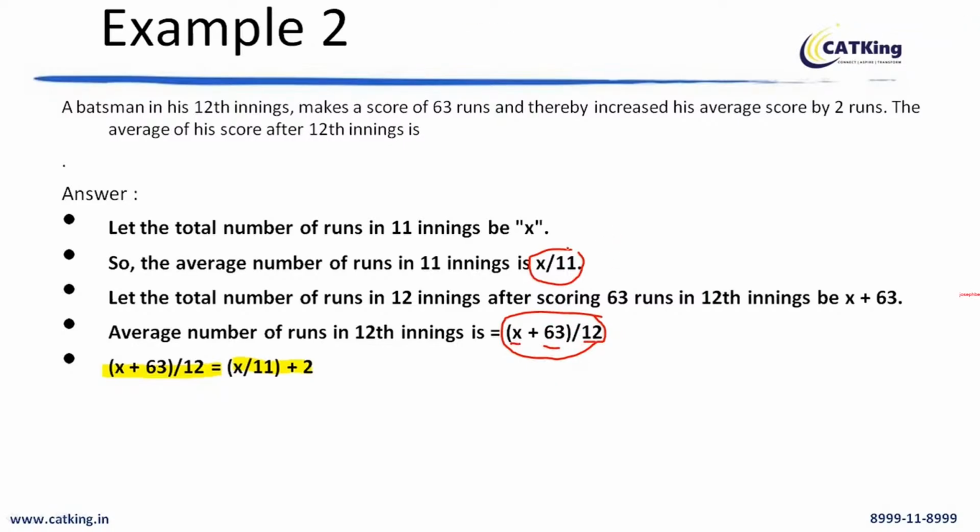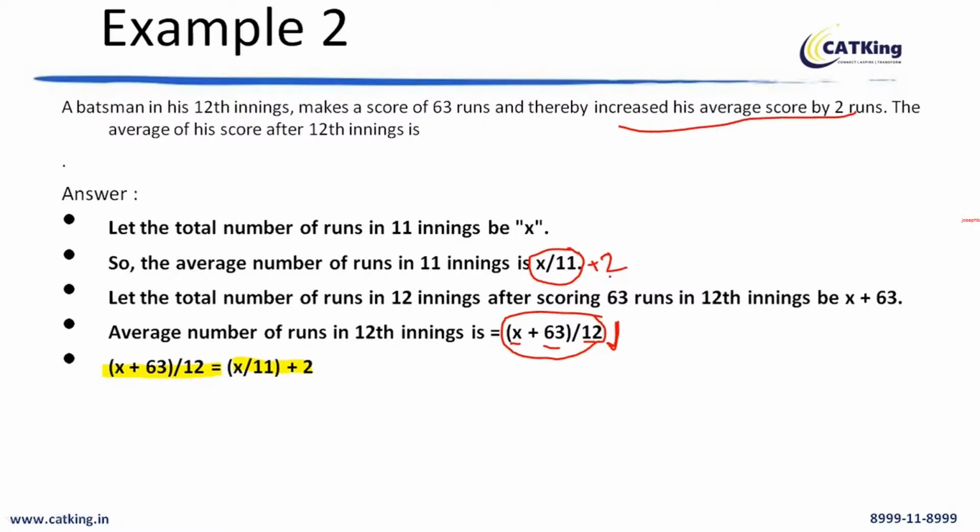Now what is this? x by 11 is the average number of runs till his 11th inning. 11th inning तक का इसका average था. उन्होंने क्या बोला था? This average, ये जो average है, this average is original average plus 2. 2 से increase हो गया. ठीक है, उन्होंने बोला था thereby increases the average by 2 runs.